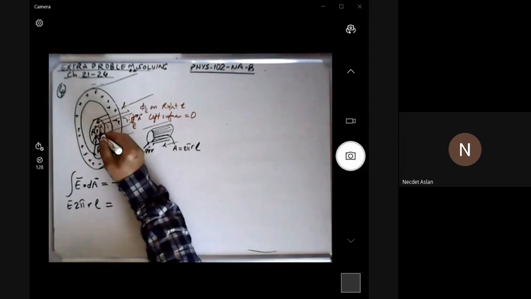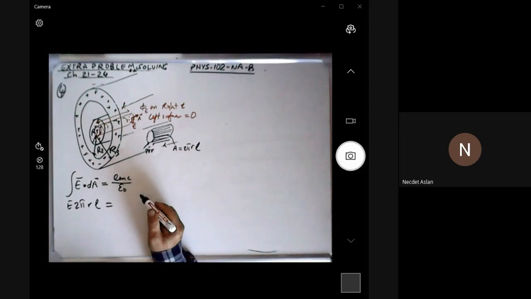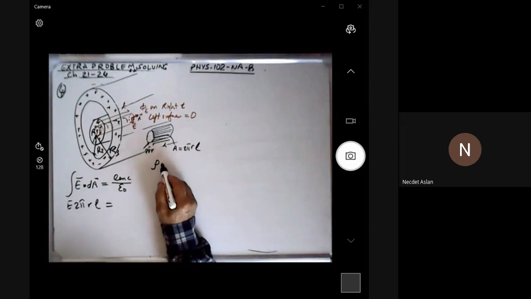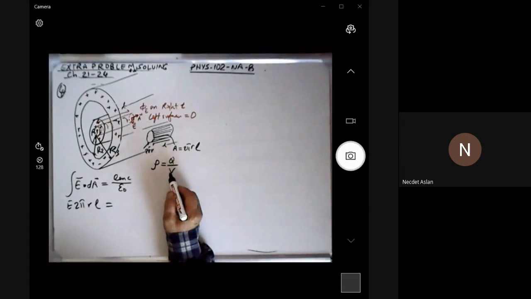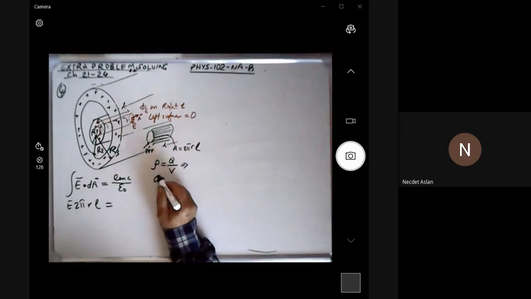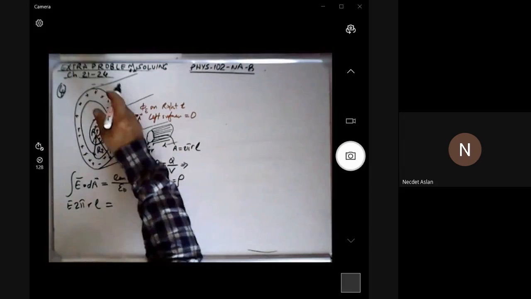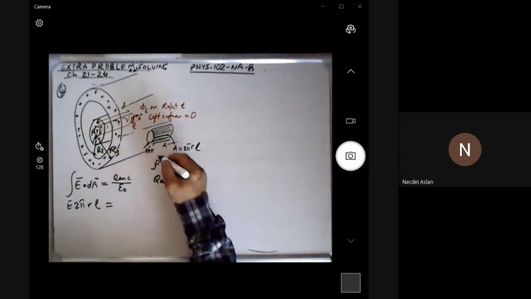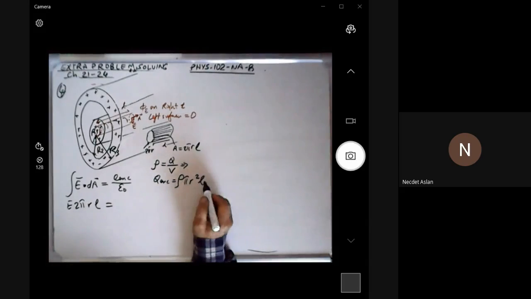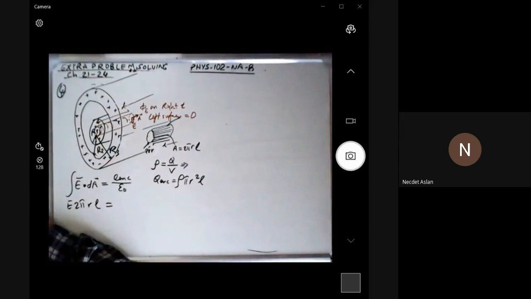Now, for Q enclosed here, we have to be careful because it's just a portion of the total charge. We know that rho, which is the volumetric charge density, is Q over V, volume. Q enclosed will be equal to rho, which is a constant homogeneous charge distribution. Sometimes this also changes with R. We give this as an extra example. So rho times volume, and for the volume, you have to write pi R squared times L. So this is the volume of this cylinder.